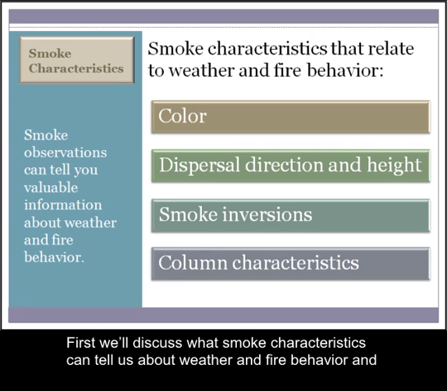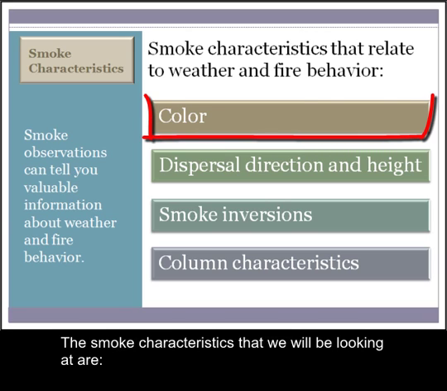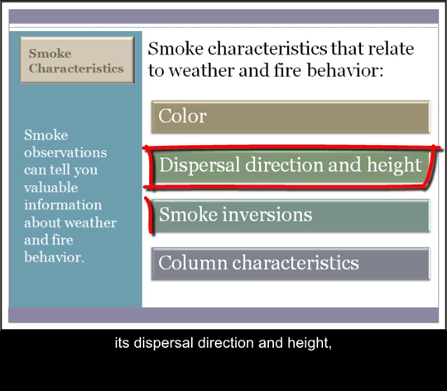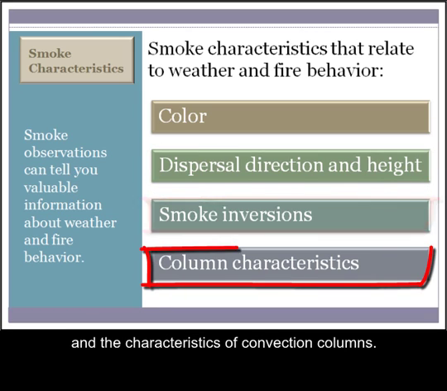First, we'll discuss what smoke characteristics can tell us about weather and fire behavior, and what important safety watchouts we can pick up from reading smoke. The smoke characteristics that we will be looking at are the color of the smoke, its dispersal direction and height, the formation and lifting of smoke inversions, and the characteristics of convection columns.